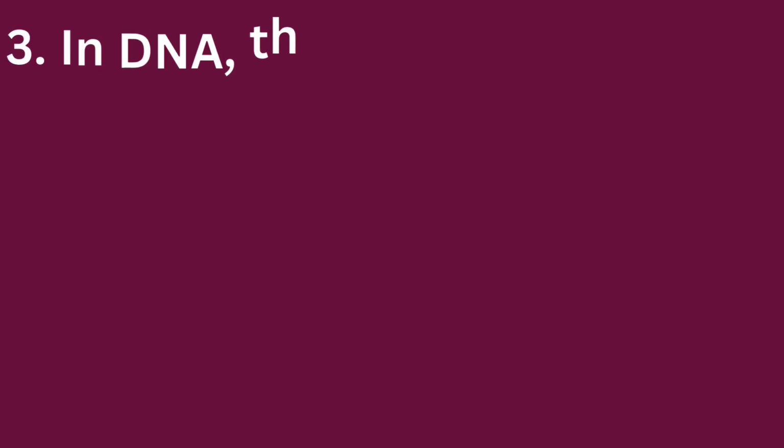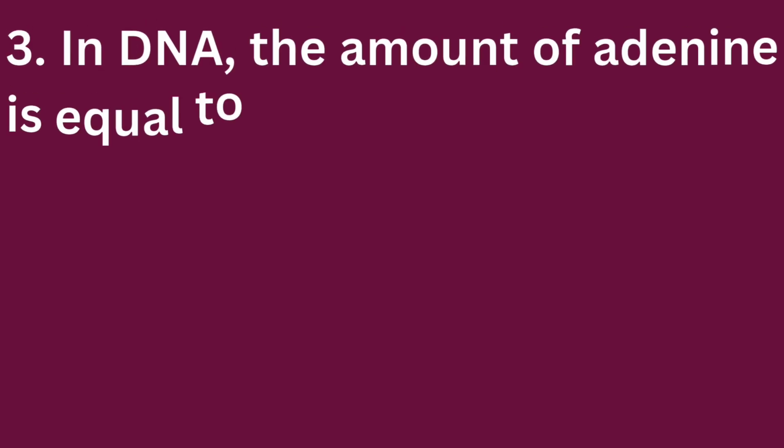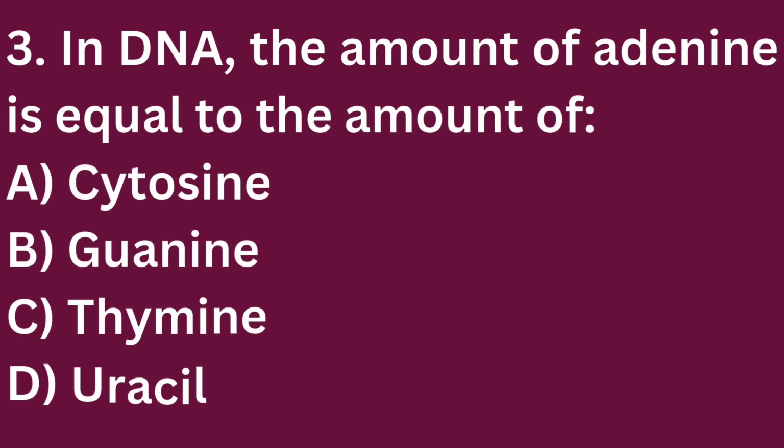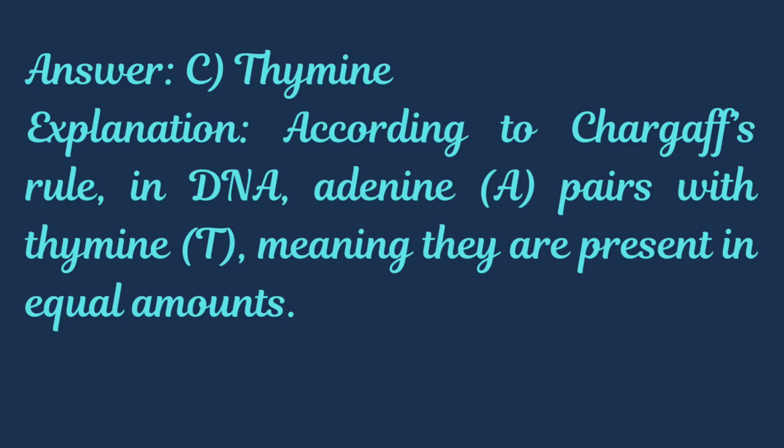3. In DNA, the amount of adenine is equal to the amount of A. Cytosine, B. Guanine, C. Thymine, D. Uracil. Answer C. Thymine. Explanation: According to Chargaff's rule, in DNA, adenine, A, pairs with thymine, T, meaning they are present in equal amounts.